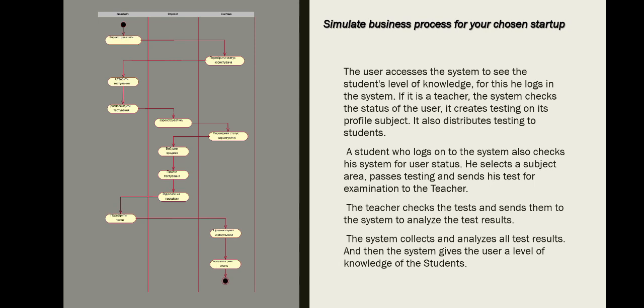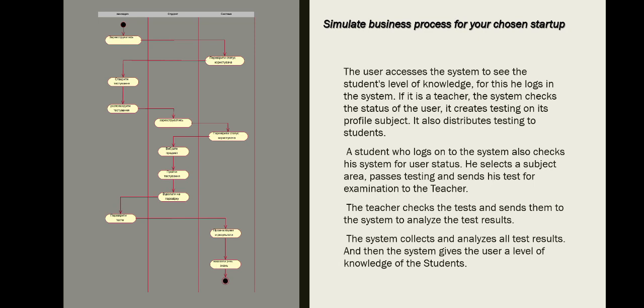Simulate business process for the chosen startup. The user accesses the system to see the student's level of knowledge. For this he logs in to the system, which checks the status of the user. He creates testing on his profile subject and distributes testing to students. A student who logs onto the system also has his user status checked. He selects a subject area, passes testing and sends his test for examination to the teacher. The teacher checks the tests and sends them to the system to analyze the test results. The system collects and analyzes all test results, and then gives the user the level of knowledge of the students.